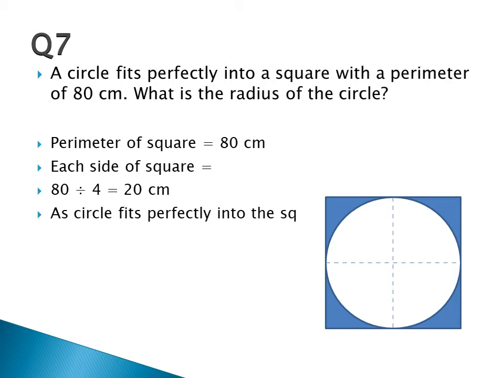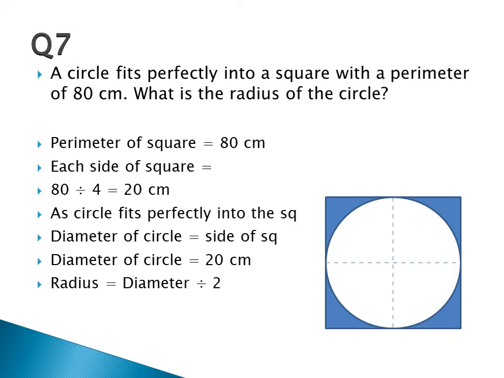So as the circle fits perfectly into the square, that means the diameter of the circle is equal to the side of the square. Doesn't matter which side, because all sides in this case are equal. So the diameter of the circle is equal to 20 centimeters. As we all know, radius is equal to diameter divided by 2, that means radius is half of the diameter. So if the diameter is 20, the radius is 20 divided by 2, and it gives us 10 centimeters.